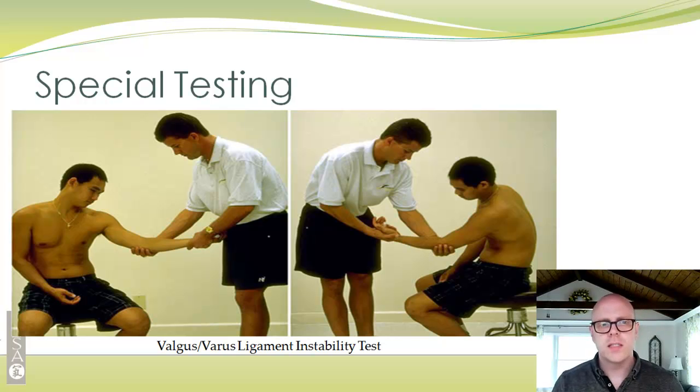Getting into special testing, this isn't a great picture. Watch the videos; the video is a little bit better. Looking at valgus and varus ligament instability, that is just stressing the medial and lateral collateral ligaments of the elbow to see if they're disrupted. So I would typically test those if I thought there was a laxity or hypermobility issue of the elbow, or if I knew there was a mechanism of injury where I wanted to test the integrity of the ligament.